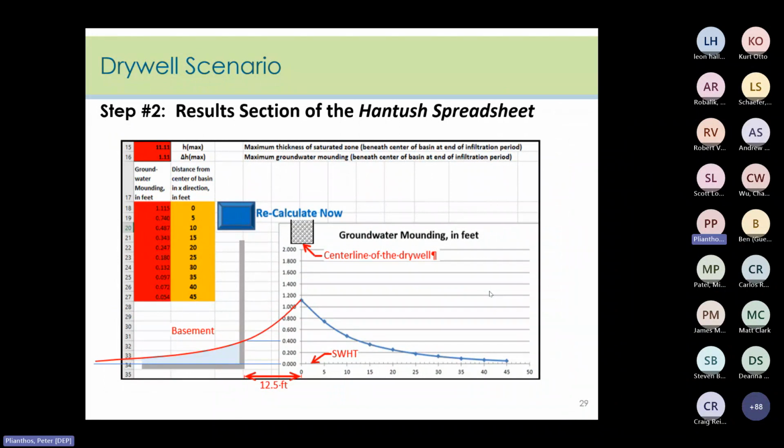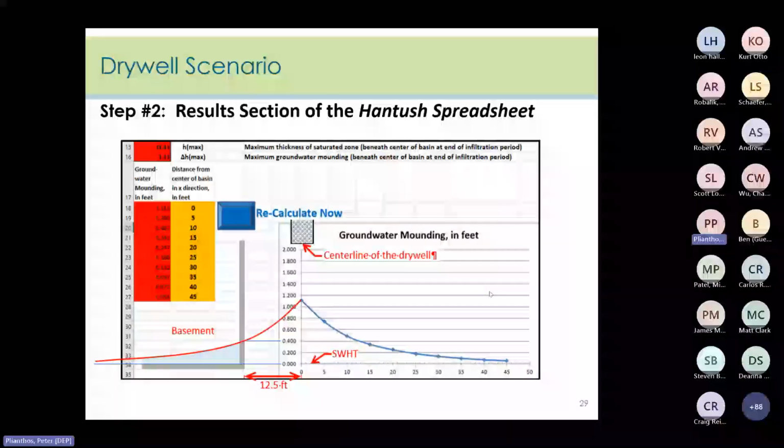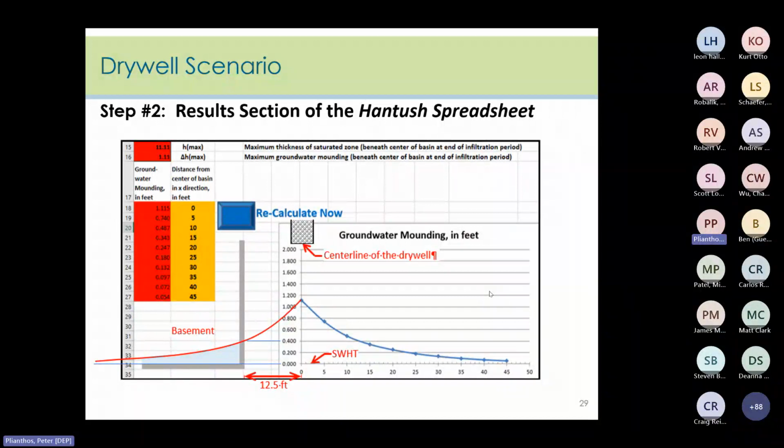Recall that the vertical axis is situated at the center line of the dry well, and the groundwater mounding curve is symmetrical on both sides of the vertical axis. The basement is 10 feet away from the edge of the dry well, which is 12.5 feet to the left of the center of the dry well. The spreadsheet results indicate the water table is also temporarily raised approximately 0.4 feet at the basement wall location nearest the dry well, which is an adverse impact prohibited by the rules.